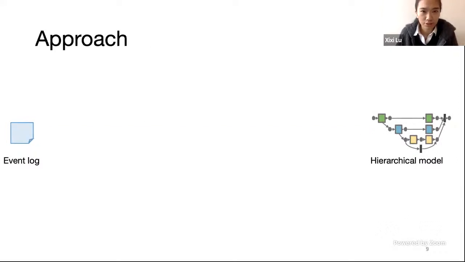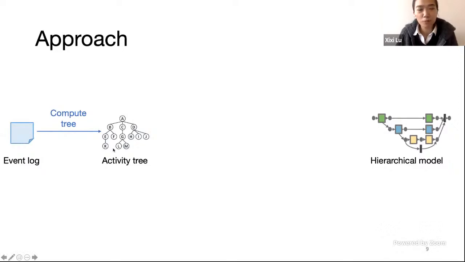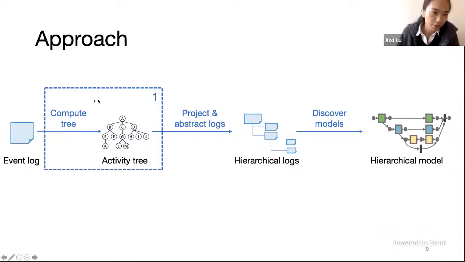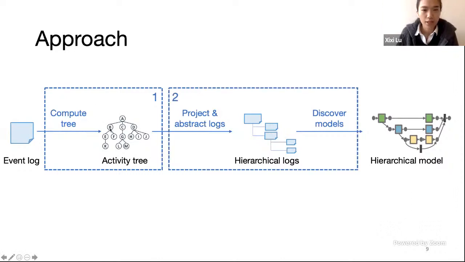We did this in three steps. We propose, or rather formalize, an existing concept. We call this the activity tree. Basically, it's a hierarchical relation between activities. We first compute the tree, and then we use this tree to project and abstract the logs. After that, for each sublog, we apply an existing discovery algorithm to discover a submodel. So first we zoom into how we compute the tree, and then we explain how we discover the models.